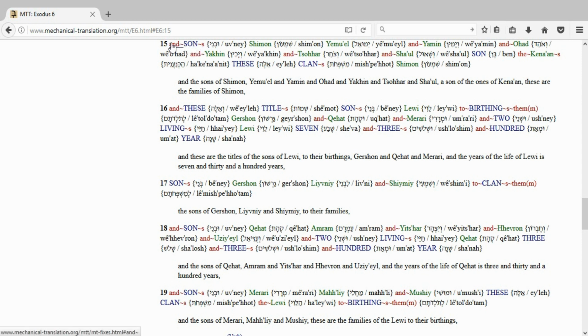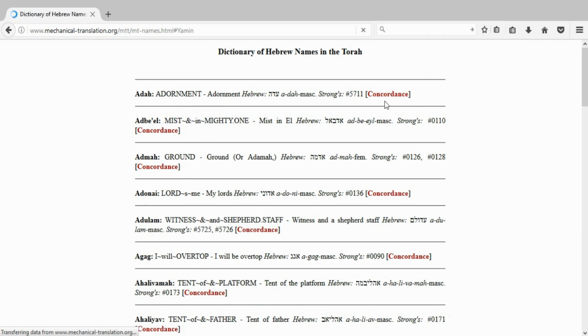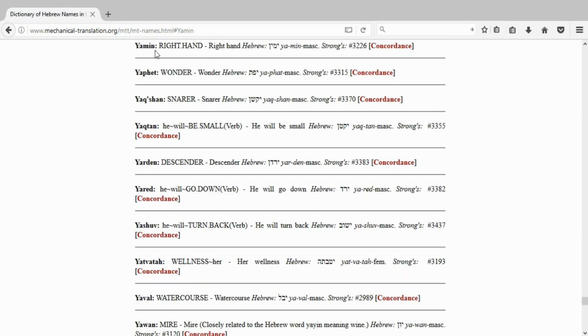So we've already talked about the prefixes and suffixes of Hebrew words. Let's click on the name. This will take us to the dictionary. And here we have yamin. It means right hand. Now this is the mechanical translation of the word yamin. It means right hand. And this is the revised translation. So let's take, for example, yaktan. The mechanical translation: he will be small. And the translation is, he will be small.